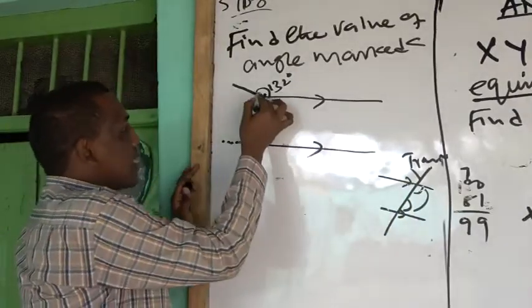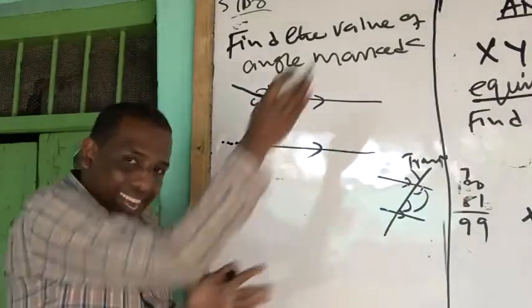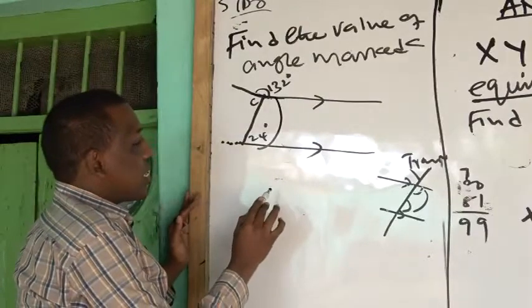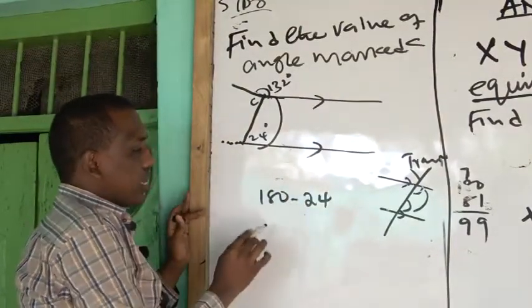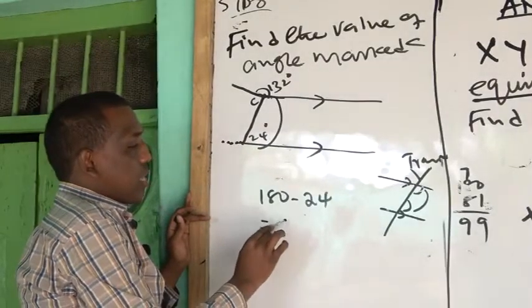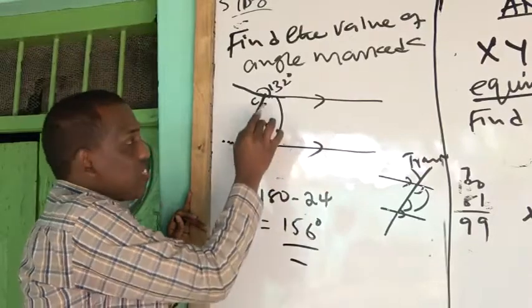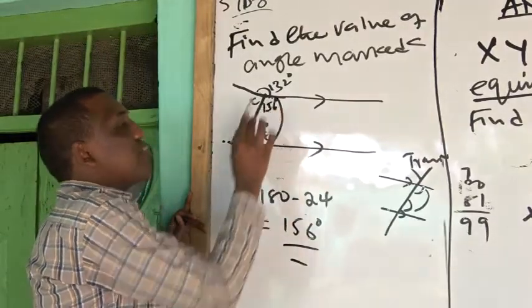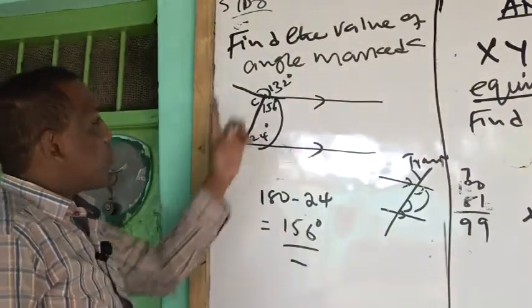So this line is parallel to this one, and these two, we call them co-interior. They're inside along the transversal line. So we say 180 minus 24, you will get 156 degrees, because they should add up to 180, these two. So here is 156 degrees and co-interior. So after doing that, we can find now C.